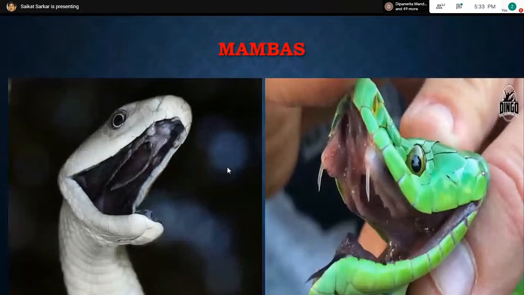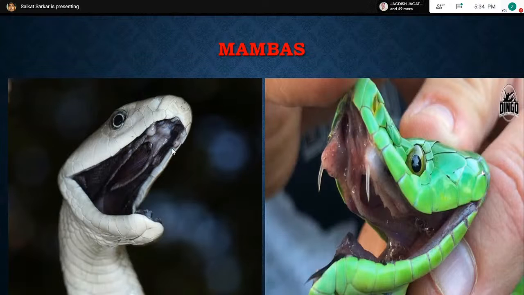Now, mambas, you all know this is black mamba, and this is one of three green mambas. Okay, there are other three species. This is black mamba, the very characteristic mouth pattern of black mamba, blackish interior. And this is having a very big fang, as you can see in green mamba. Black mambas are also having fang, but not as big as this one.